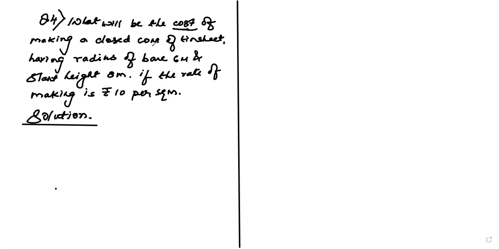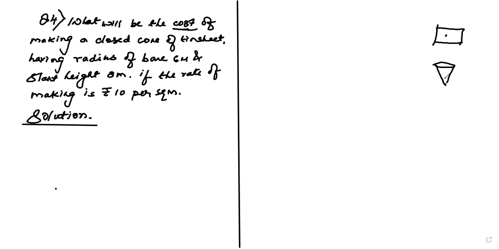Okay, cost of making a closed cone of tin sheet. You're making a closed cone out of a tin sheet. If I give you a paper and I tell you to make a closed cone out of this paper, that means this cone is going to be hollow and only the paper will be covering the curved surface as well as the top surface. Are you getting me, children? So instead of saying paper, I say make a closed cone out of tin sheet. So it is hollow from inside. It has only the curved surface as well as the top surface covered by tin sheet.